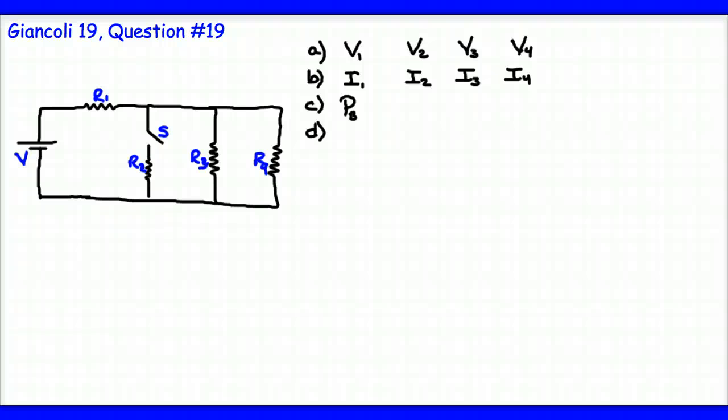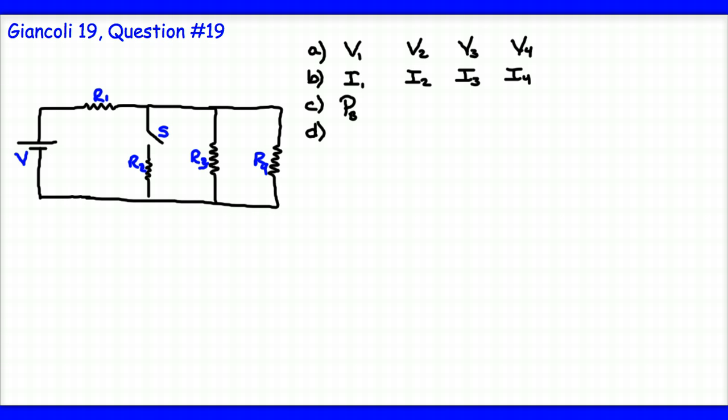This is question number 19 in chapter 19. It says, consider the network of resistors shown in figure 19-40. Answer qualitatively. A, what happens to the voltage across each resistor when the switch is closed? B, what happens to the current through each when the switch is closed? And C, what happens to the power output of the battery when the switch is closed?